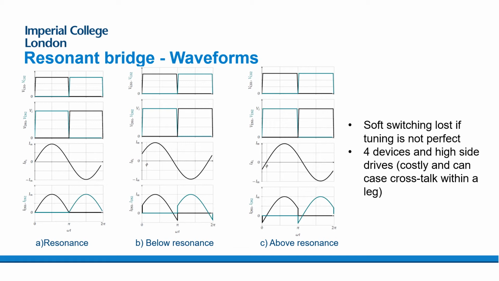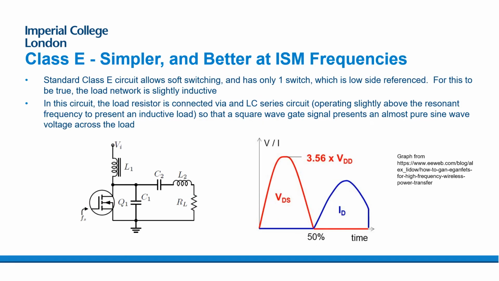So you typically will tune this slightly away from resonance. Typically you'll operate it so that the load is slightly inductive, and at that point you can see here as you move away from resonance that you end up starting to incur some switching losses because you've had a shift in the phase of the current with respect to the square wave switching voltage, and that will then lead, of course, to some additional losses.